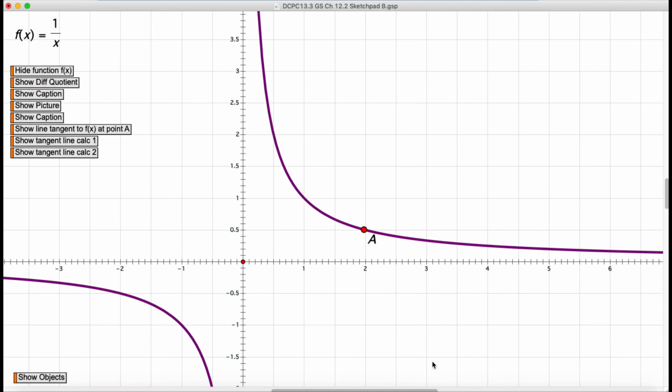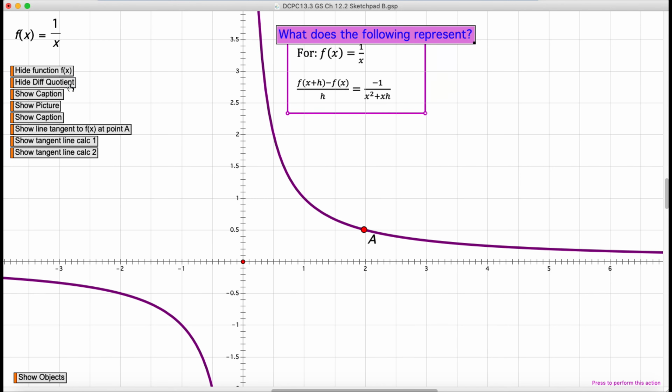Our function f of x equals 1 over x, which we see is graphed here. Remember we have that vertical asymptote along the y-axis. We're going to start with what we already finished and look at that difference quotient. We just a couple minutes ago evaluated and simplified our difference quotient for our function, and we ended up with -1 over x squared plus x times h.